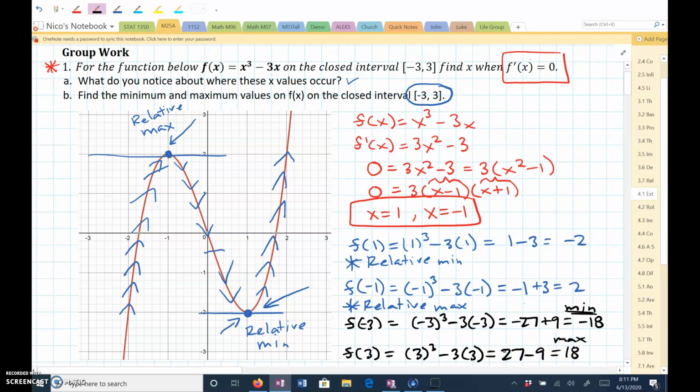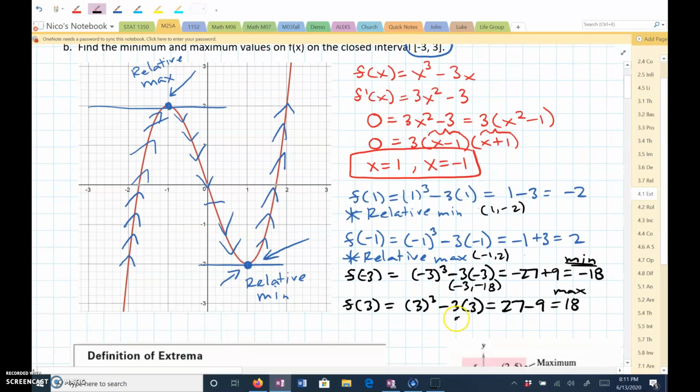Hopefully that makes sense. Okay, so you got a relative min at 1, -2. You got a relative max at -1, 2. And you've got the absolute max, which you just call max, at 3, 18, because 18 is the largest value on that domain.